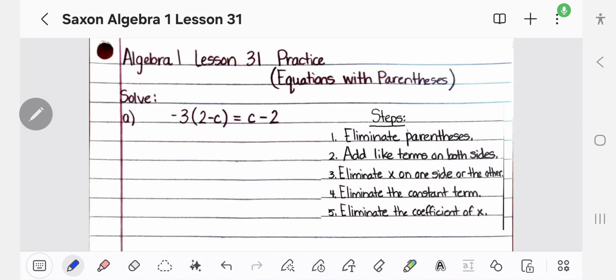This is Algebra 1, Lesson 31, Practice. We're going to be solving equations with parentheses. Here's problem A. We're going to eliminate the parentheses on the left side, and since these are not like terms, we can't combine them, so we're going to have to use the distributive property.